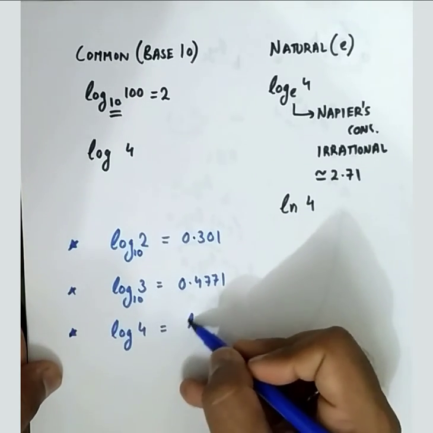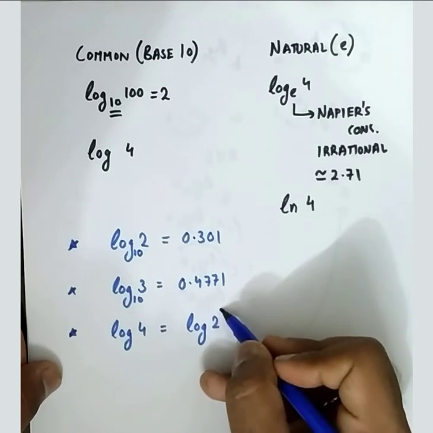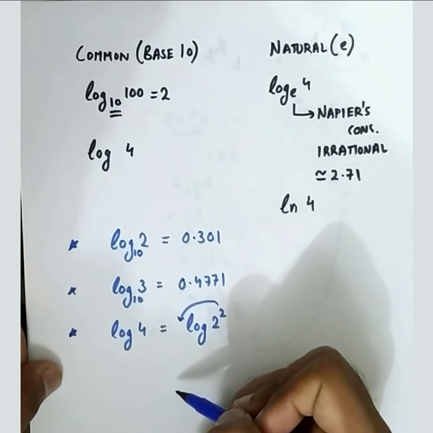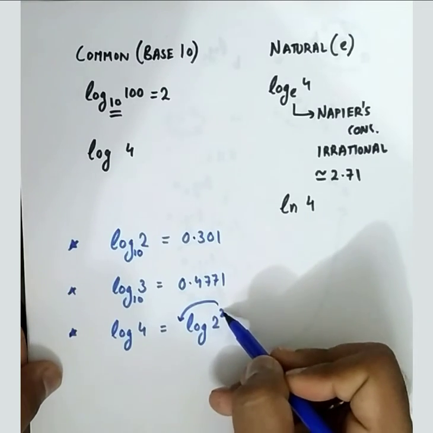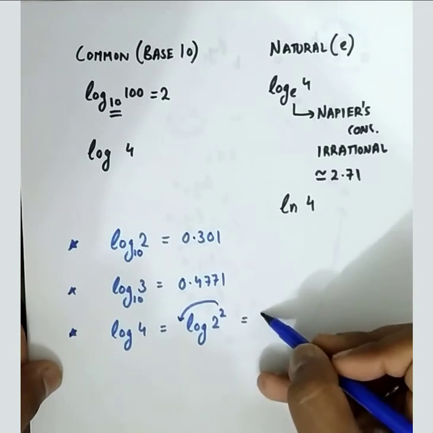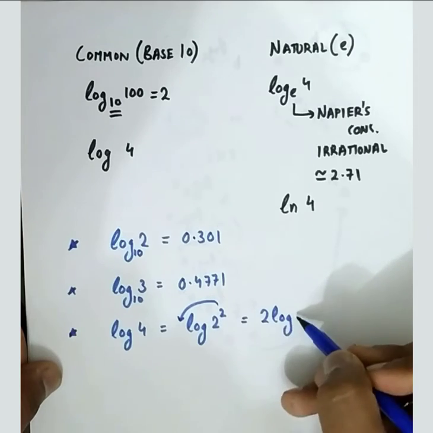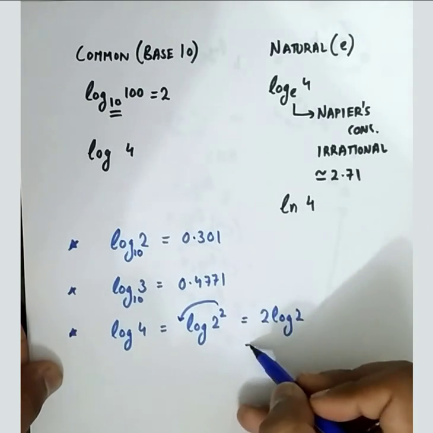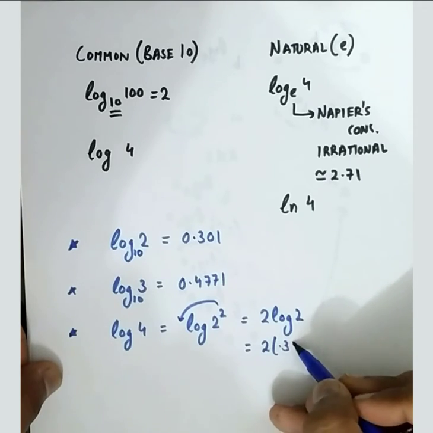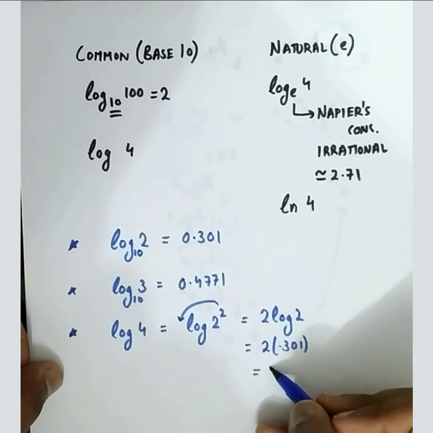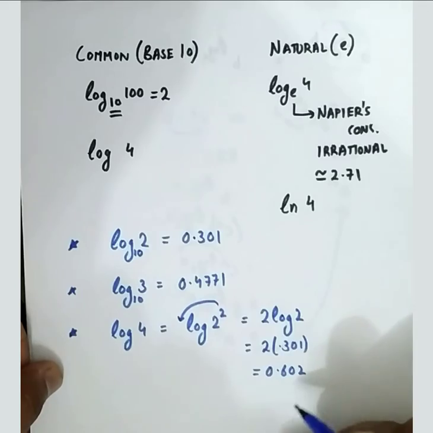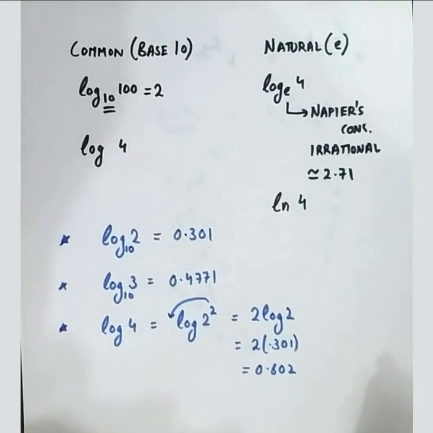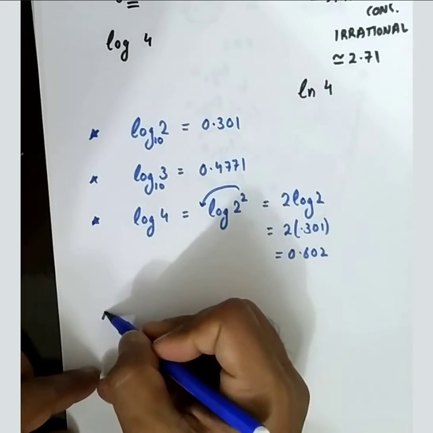Can I write down log 4 as log 2 squared? Now applying the property, this will come before. Basic property, if you remember, a to the power lambda, lambda comes before. This becomes 2 log 2. And the value of log 2, you already know, that's 0.301. So it's 2 into 0.301, which is 0.602.